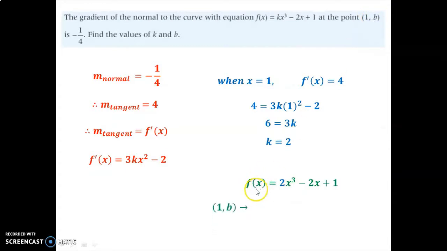So b replaces f of x here, but that occurs when x is 1. So x became 1 here and here. So what is b? b is 1. Okay, so like I said, not super tough in the end. There are not that many steps here, but it's the out-of-the-box kind of abstract thinking that's necessary that makes this a tougher problem. So a great one to finish with.